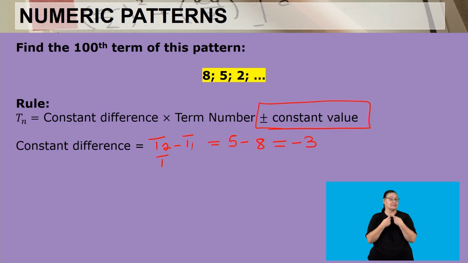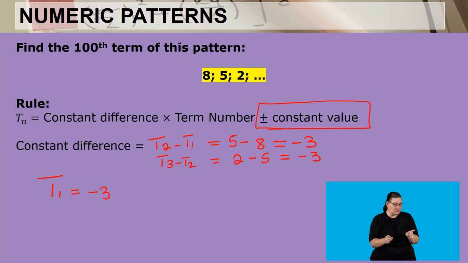Remember that the constant difference can also be found by saying the third term minus the second term. This would be 2 minus 5. And again, we get that constant difference of negative 3, just to show that it is the same difference throughout. So how are we going to find that rule? Remember, we are going to say the constant difference multiplied by the term number. So let's start with the first term, which we are going to say the constant difference, and we are going to multiply that by 1 because we are working with that first term.